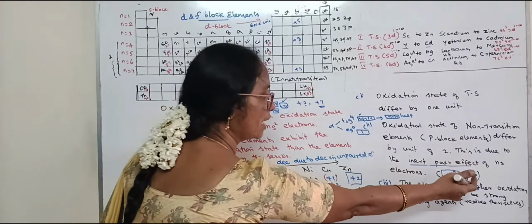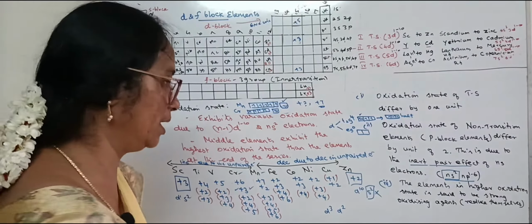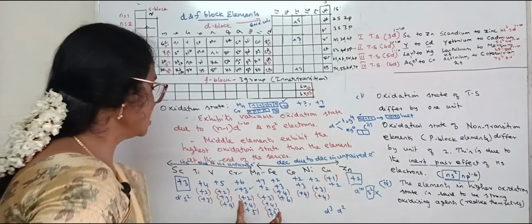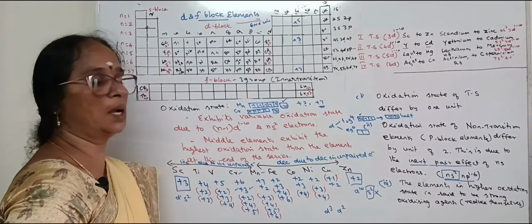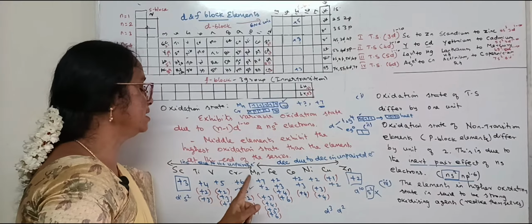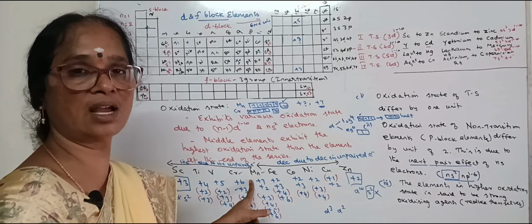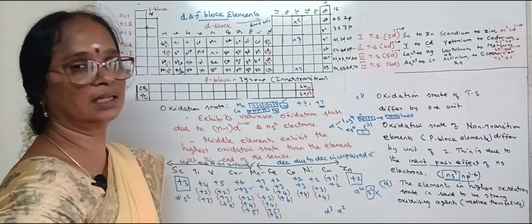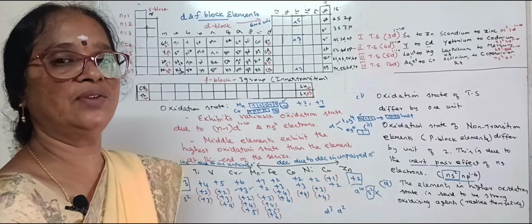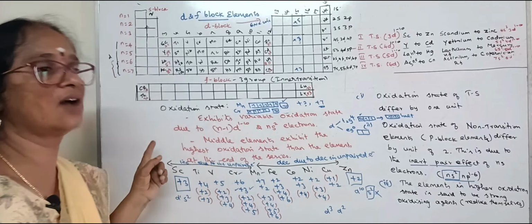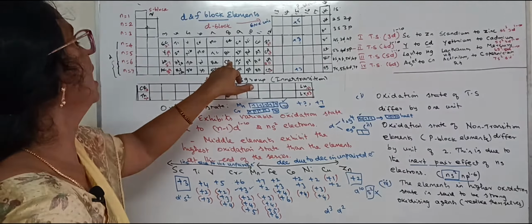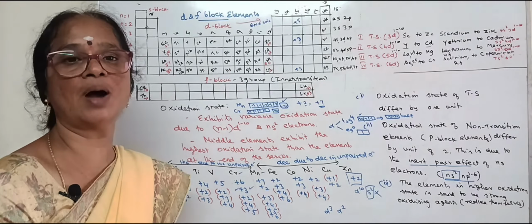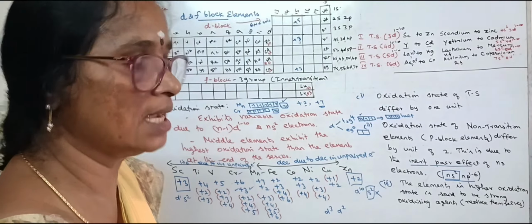This is because of the inert pair effect of the ns orbital. Then, among the transition elements, in the first transition series, we observed that manganese alone can exhibit the highest oxidation state of +7. The second and third transition series are able to exhibit even the highest oxidation state of +8. For example, osmium, ruthenium and rhodium are all able to form the +8 oxidation state.